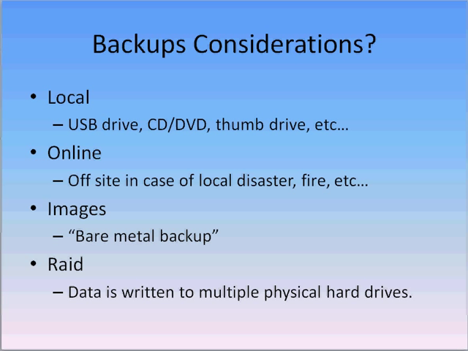It's off-site. Images. An image, for those that don't know, is basically a file representation of your hard drive. It lets you do what some call a bare metal backup or a bare metal restore. In the event that your hard drive fails, you can replace the hard drive, put this image back on the hard drive, and you're right back to where you were when you did the image. In other words, you've saved a lot of time getting that system set back up.